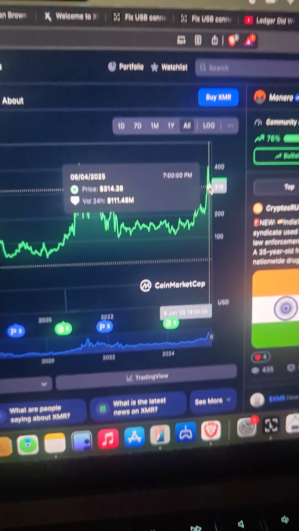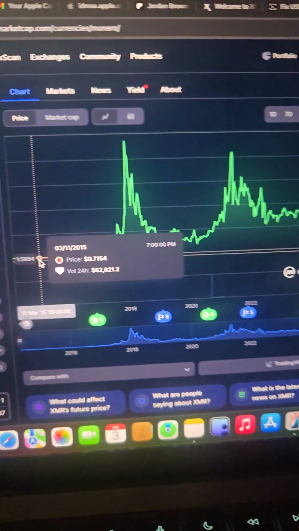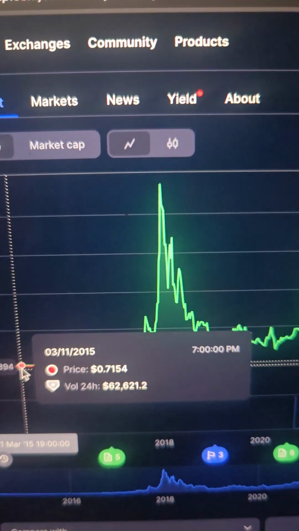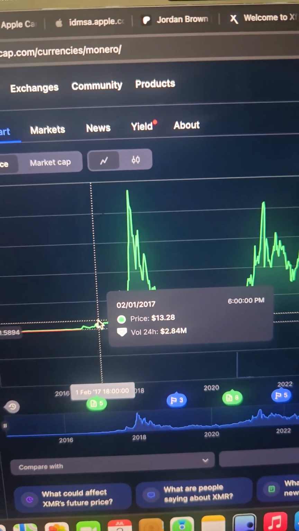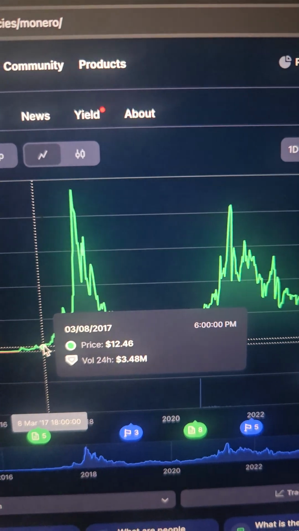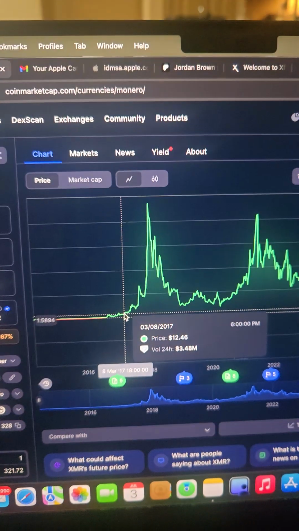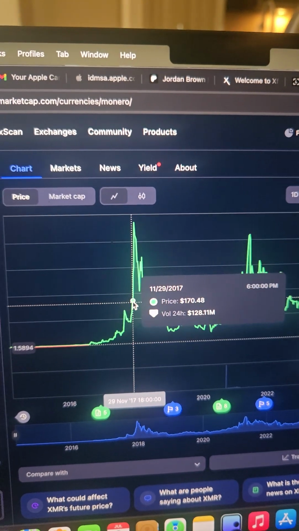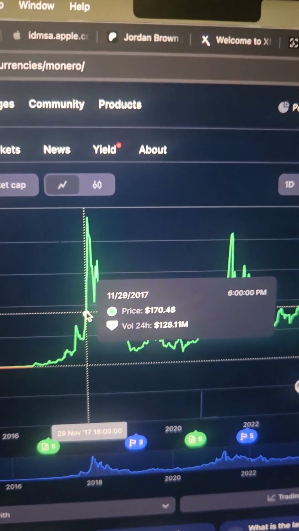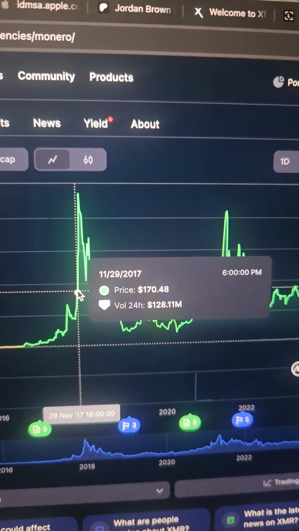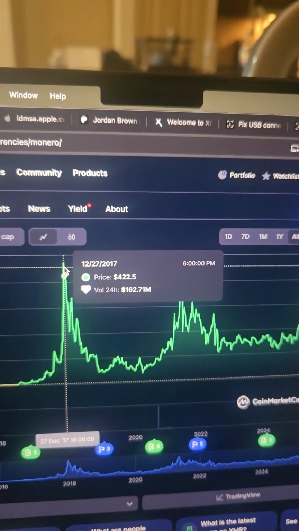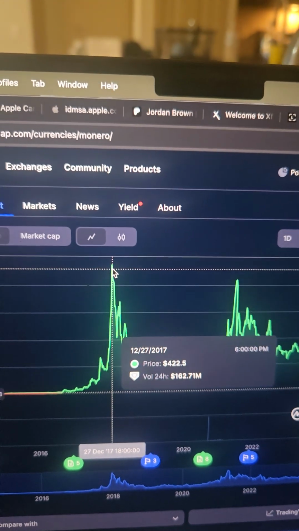But look at this. If I click on all, look at this chart. This is the price of Monero in 2015. It was 71 cents, okay? And if you jump over a little bit, the price jumped up to $12 in 2017. This is an increase just in a few years. Here's another increase. It's $170 in 2017, and it peaked all the way up to $422 in 2017.